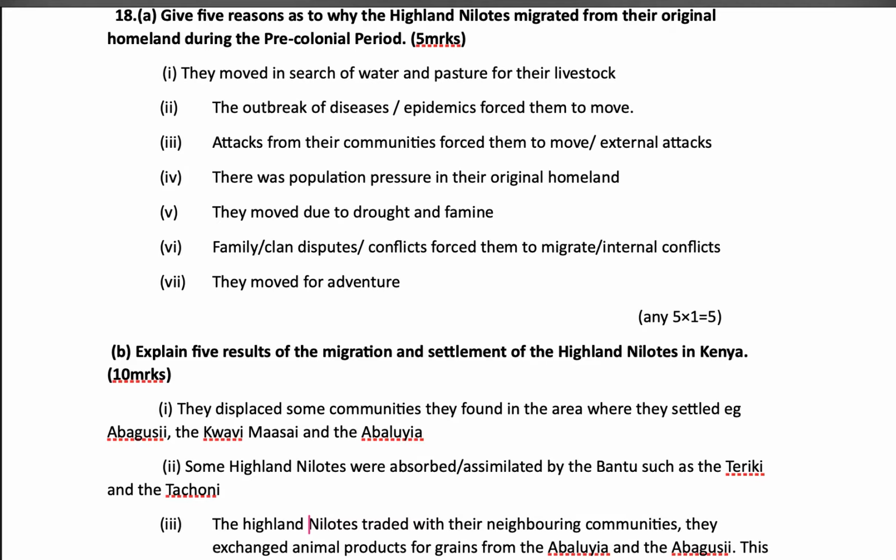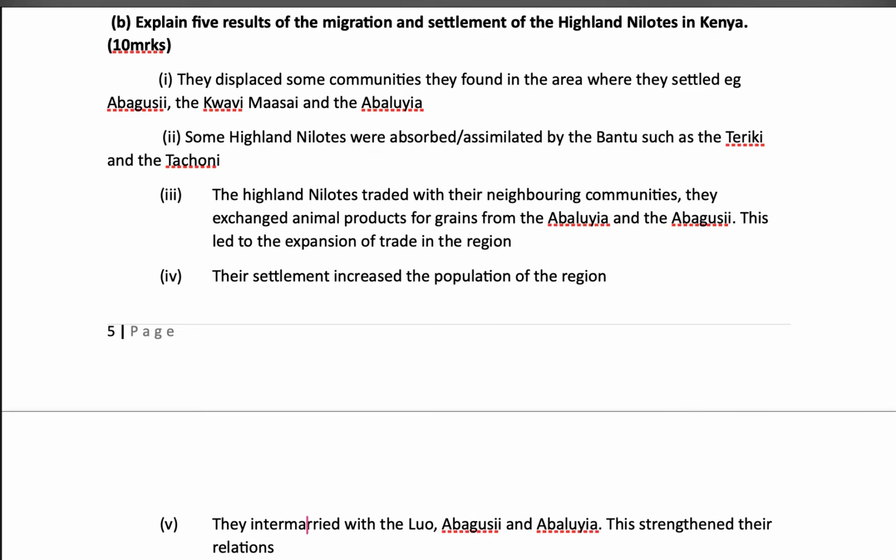Question 18b. Explain 5 results of migration and settlement of the Highland Nilotes in Kenya. 10 marks. 1. They displaced some communities they found in the area where they settled, for example, the Kwavi, Masai, and the Abaluya.